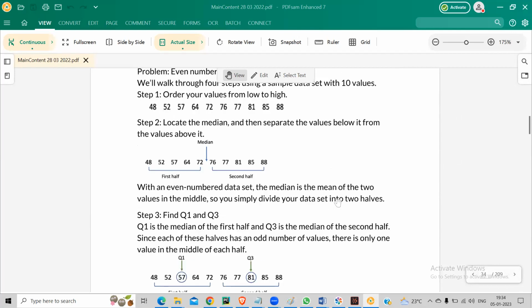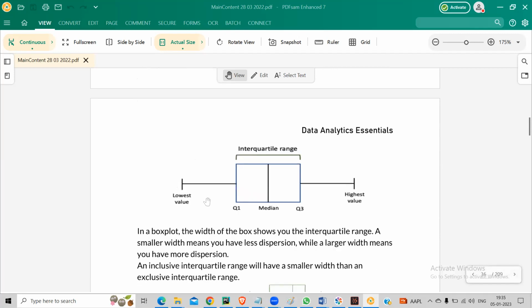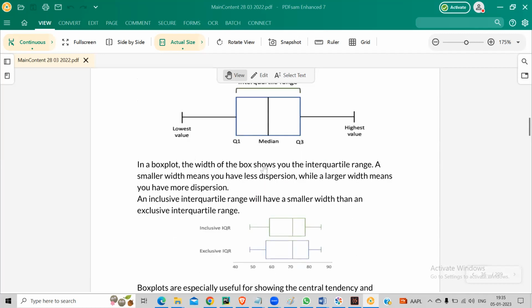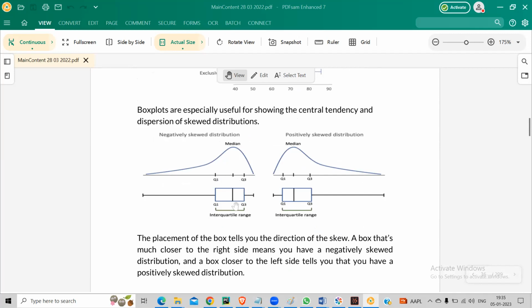Okay, so these are the 5. Each box plot will have 5 markings. The lowest value, the handle; Q1 or the 25th percentile as the start of the box; the median or 50th percentile or Q2, which is the line in the box; Q3 or 75th percentile, the end of the box; and the highest value or Q4 at the handle at the other end. Okay, so this is how it looks: lowest value, Q1, median, Q3, and highest value, and this box is your IQR. And this is how you will see the box here.